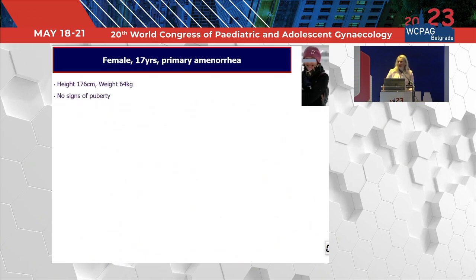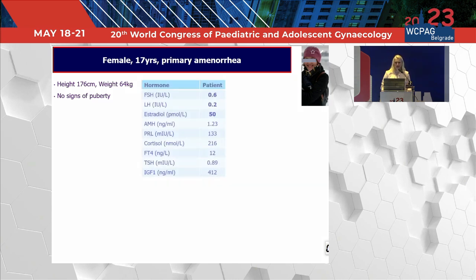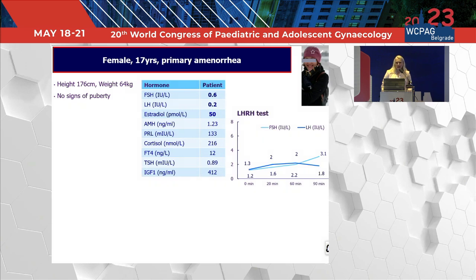I will start with a case of a female, 17 years old, with no signs of puberty and with primary amenorrhea. Hormonal analysis revealed hypogonadotropic hypogonadism. Other pituitary hormone levels were normal. There was no response of gonadotrophins on the stimulatory test, the LHRH test. Her pituitary MRI scan was normal. There was osteopenia on DEXA, and other analyses were normal. She was replaced with sex steroid hormones.